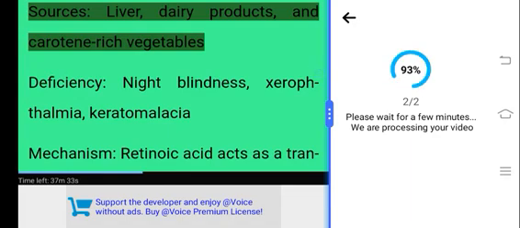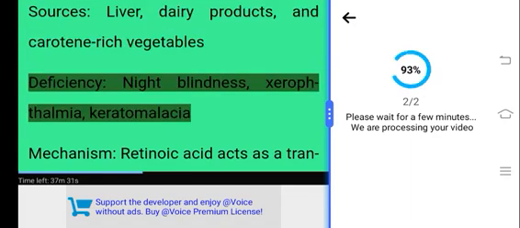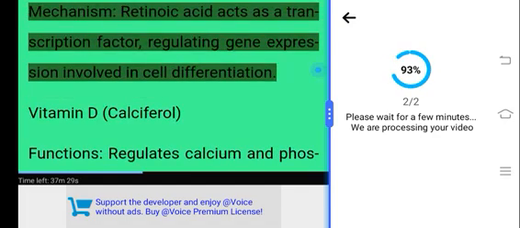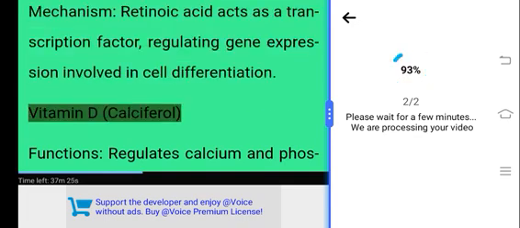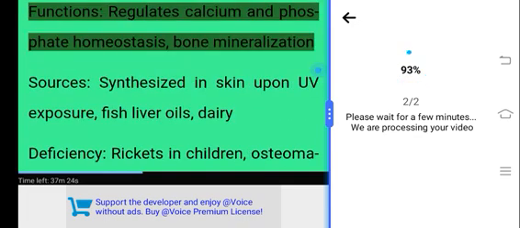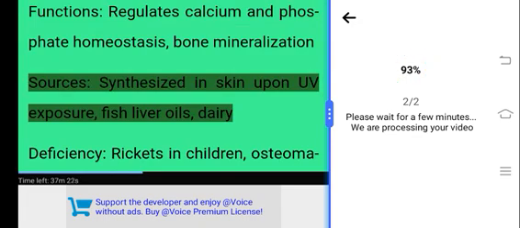Sources: liver, dairy products, and carotene-rich vegetables. Deficiency: night blindness, xerophthalmia, keratomalacia. Mechanism: retinoic acid acts as a transcription factor, regulating gene expression involved in cell differentiation. Vitamin D, calciferol. Functions: regulates calcium and phosphate homeostasis, bone mineralization. Sources: synthesized in skin upon UV exposure, fish liver oils, dairy.